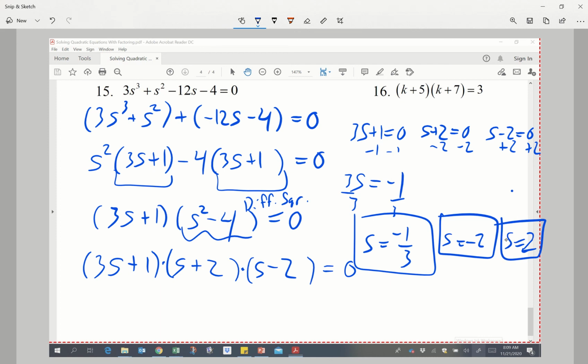So interestingly enough, we had a polynomial of degree 3. You still get one side equal to 0. You still write the other side in decreasing powers of the variable. We then try, with whatever methods we have, to factor that left-hand side, which we did. According to the zero product property, we set each factor equal to 0 individually. That will tend to lend itself to a bunch of simple linear equations. We solve them like we know how to from the beginning, and we get 3 solutions on this one: s equals negative 1/3, s equals negative 2, and s equals positive 2.